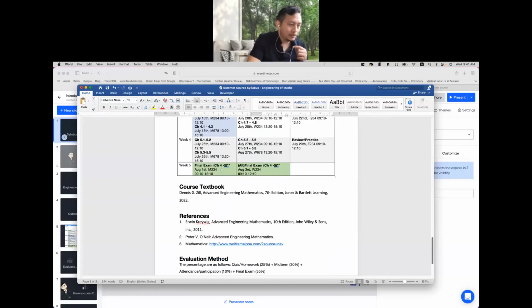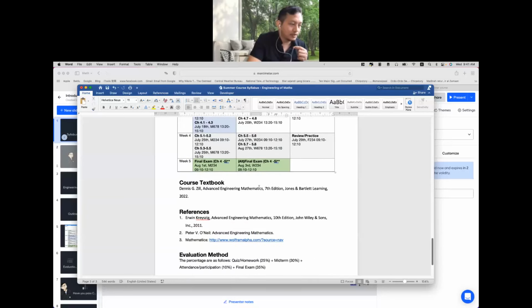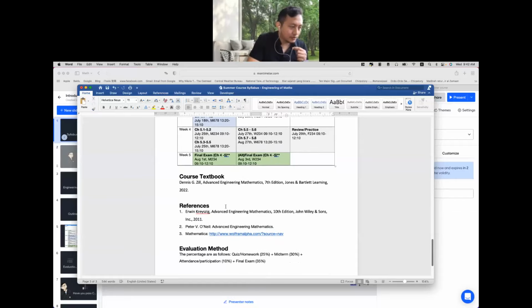So this is the reference that we will have. I'm using the textbook, 7th edition. But if you have 6, that's okay, still usable. If you want to read more, you can read more. The Kreyszig, it's also Advanced Engineering Mathematics. In my bachelor, I usually used these Kreyszig books also, maybe old editions.